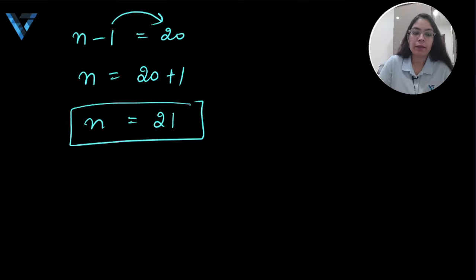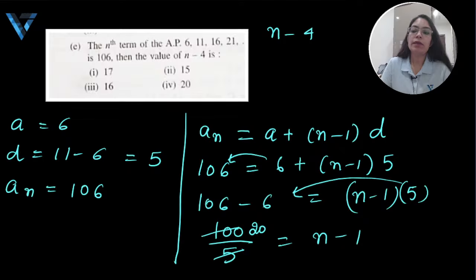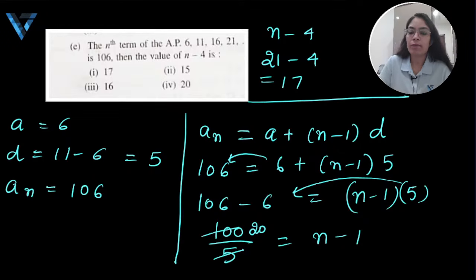But what do we have to find? We don't have to find n's value. We have to find n minus 4's value. So n's value 21 we got, minus 4. So 21 minus 4 is equal to 17. Yes, so first option. 21 minus 4 is equal to 17. So is it clear? Is this question clear?